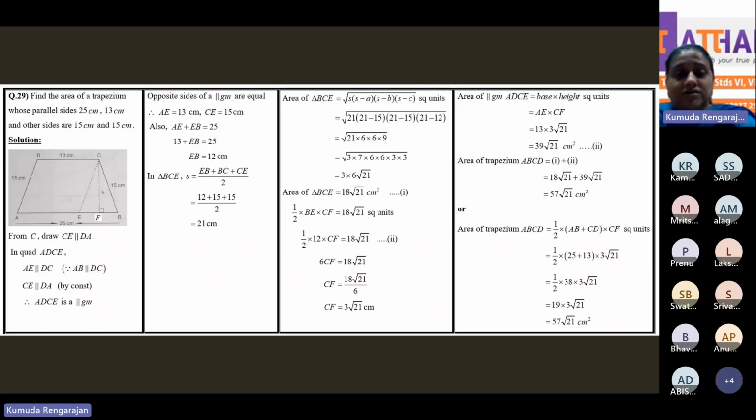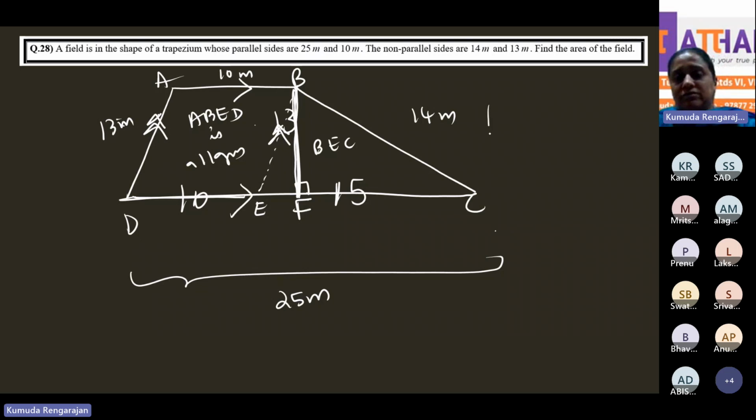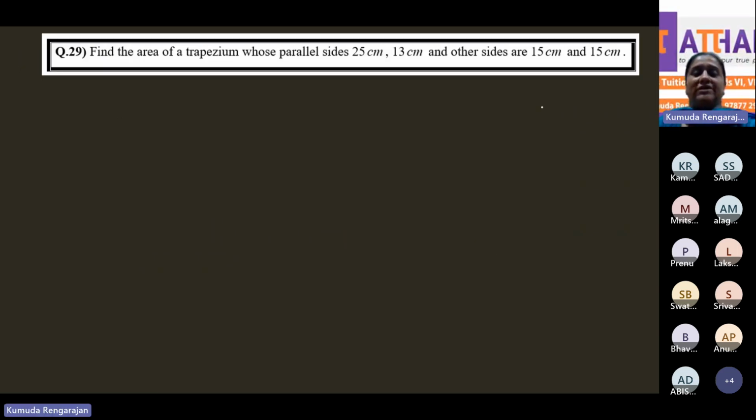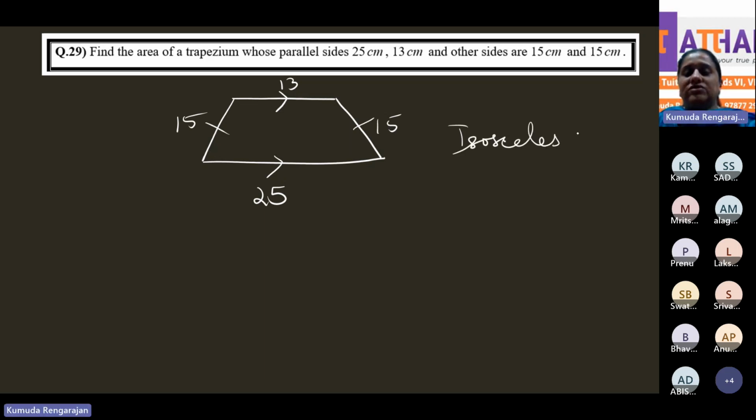So the only difference here is that the earlier one was just a trapezium, but this one is an isosceles trapezium. It's an isosceles trapezium because the non-parallel sides are equal. See, parallel sides are 25 and 13. The non-parallel sides, both are 15. That means it's an isosceles trapezium.